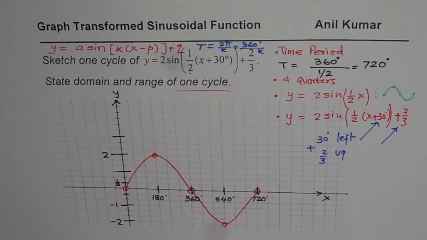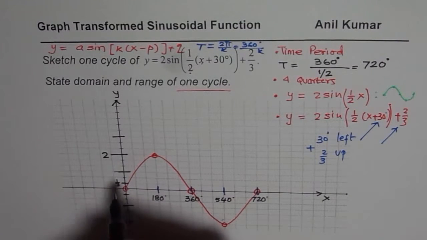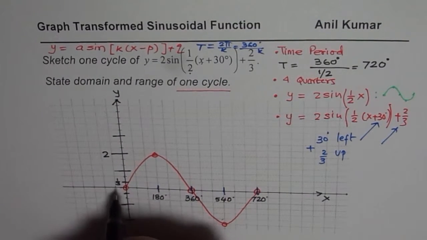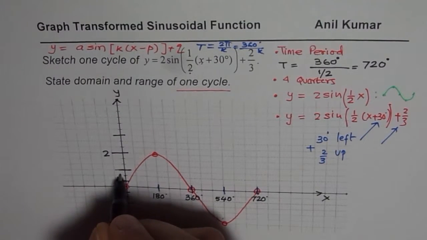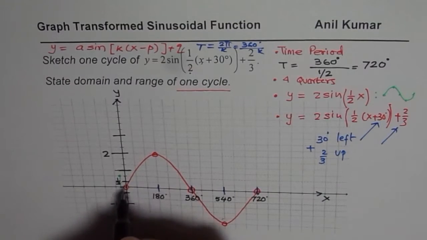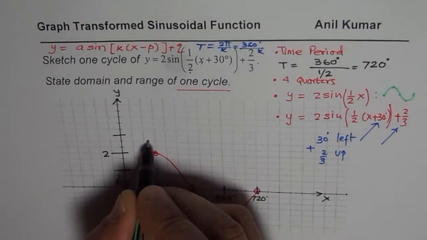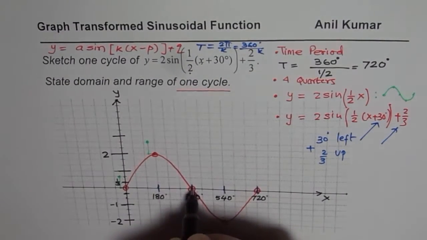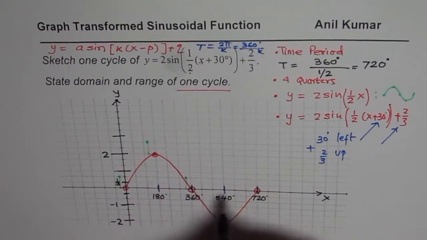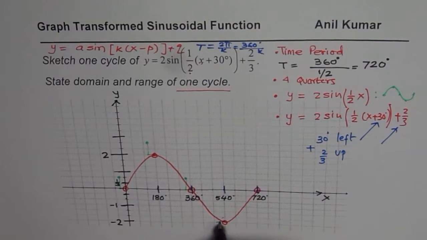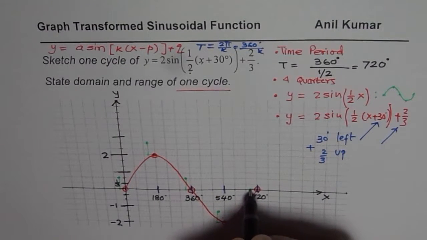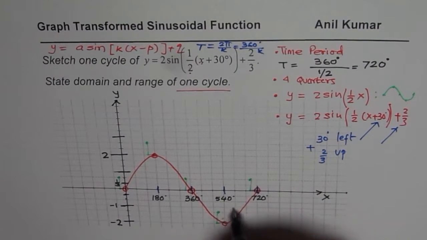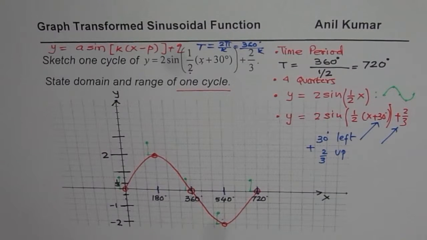So we'll move up. Let me show you in the light color first. So we move half unit, which is 30 degrees, and 2/3 up, 1/3, 2/3. So the points get transferred. Do you see that? So we move half and up. So these are my new points, half and 2/3. Do you see that? So that is how the wave gets transformed. So half and 2/3.